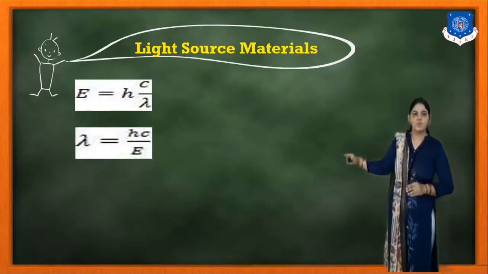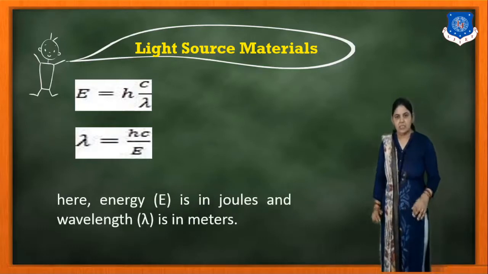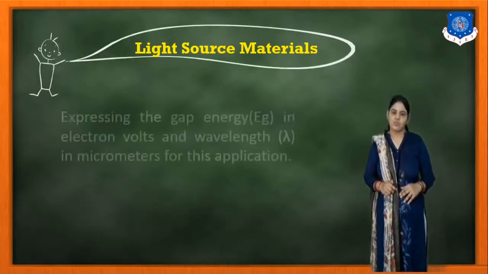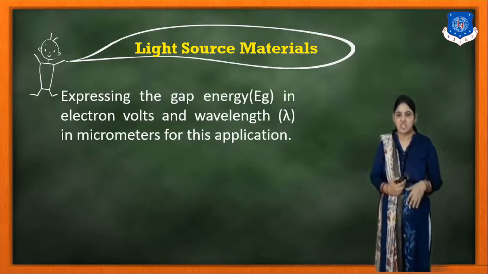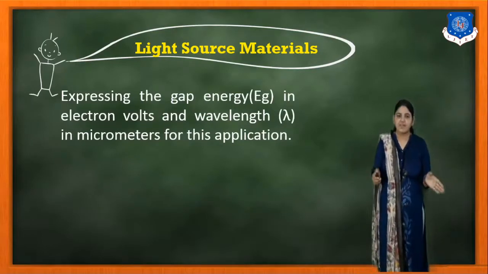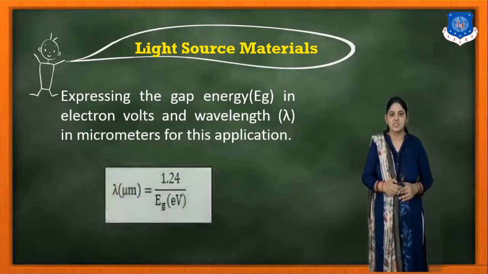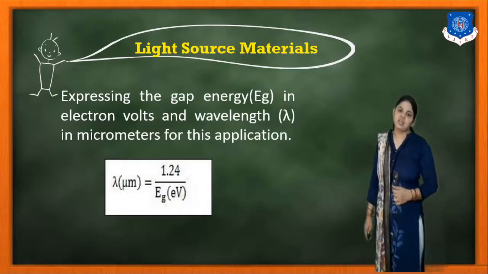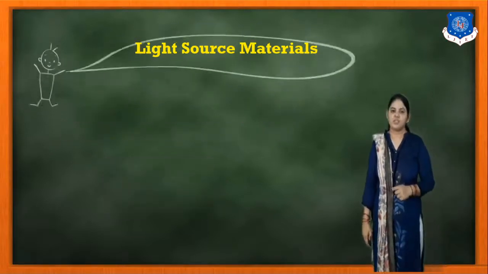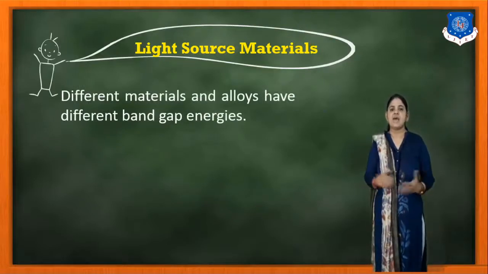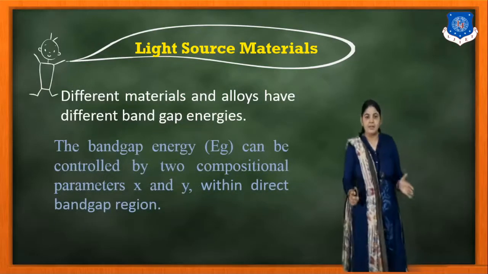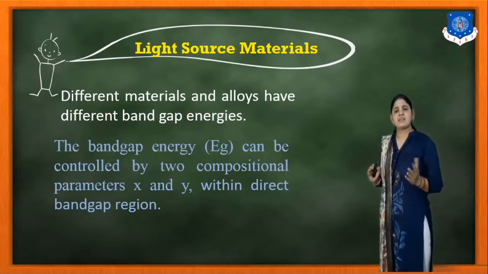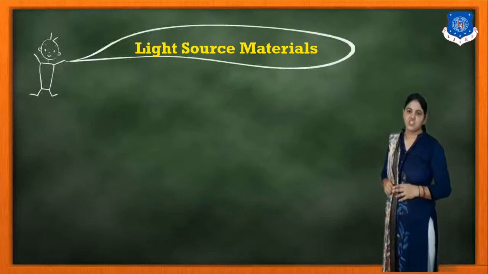So λ = hc/E, where energy E is in joules and wavelength λ is in nanometers. Expressing the gap energy Eg in electron volts and the wavelength in micrometers for this application, λ in micrometers is equal to 1.24 upon Eg, where Eg is in eV. Different materials and alloys have different band gap energies, and the band gap energy can be controlled by two compositional parameters, X and Y, within the direct band gap region.